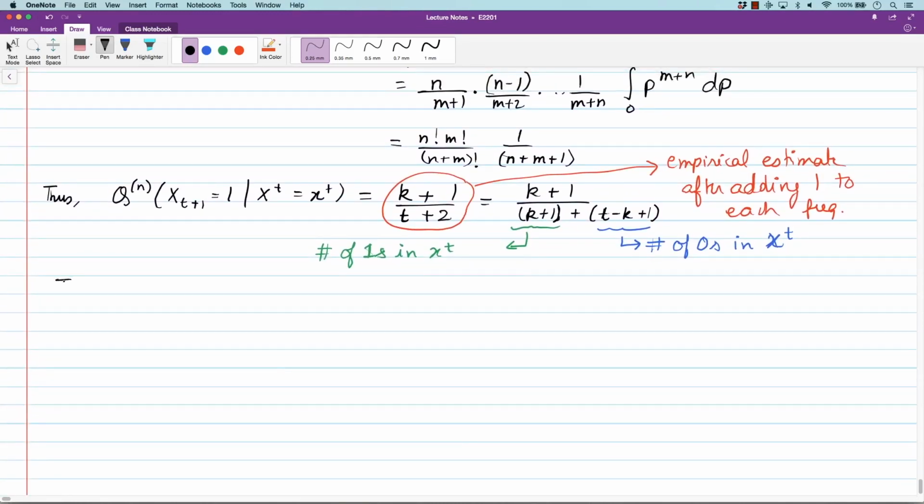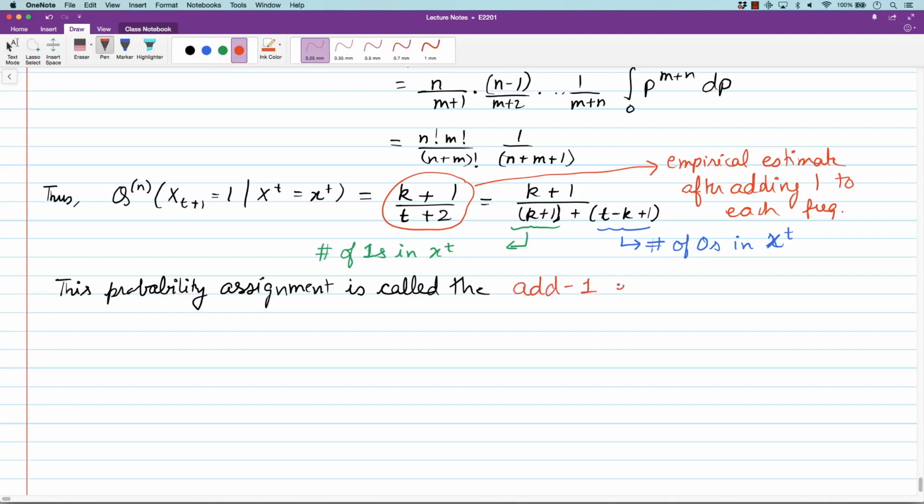So this probability assignment, why am I calling it an estimate? Because it's like I've seen this sequence and I'm thinking, what's the probability of the next one? Okay, that's what I'm viewing this guy as. So this probability assignment is called the add 1 estimate.